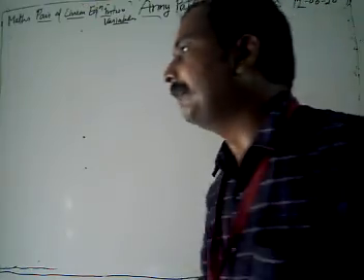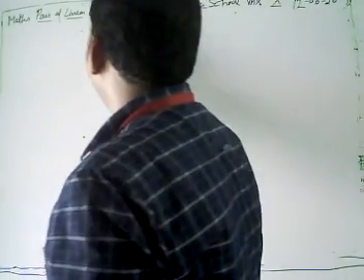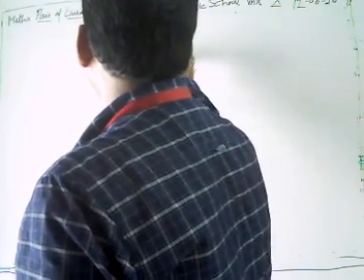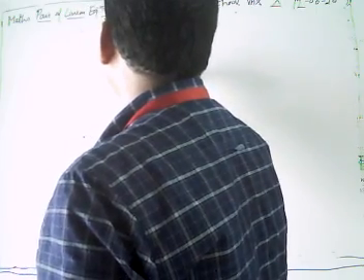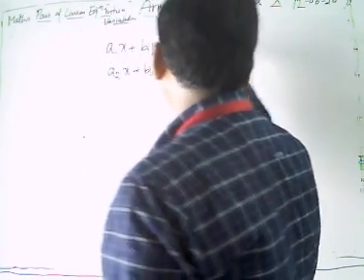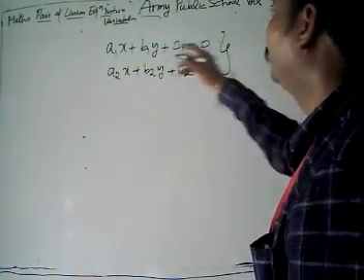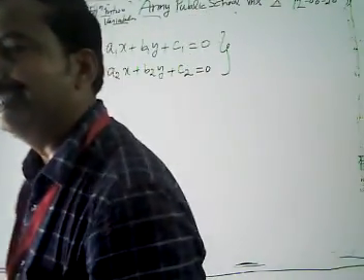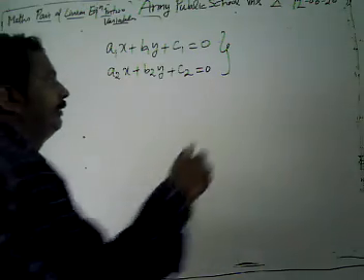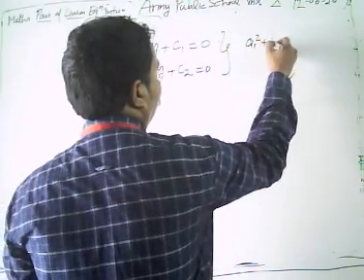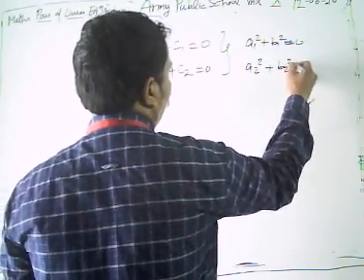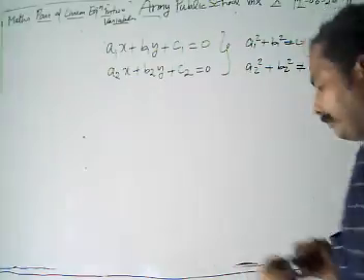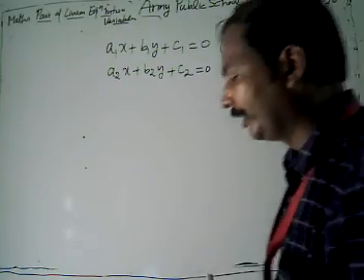The pair, that means we have two equations, a1x plus b1y plus c1 equal to 0, a2x plus b2y plus c2 equal to 0. These are called our pairs of linear equations in two variables, with the condition that a1 square plus b1 square cannot be 0, a2 square plus b2 square cannot be 0. This is our pairs of linear equations in two variables.